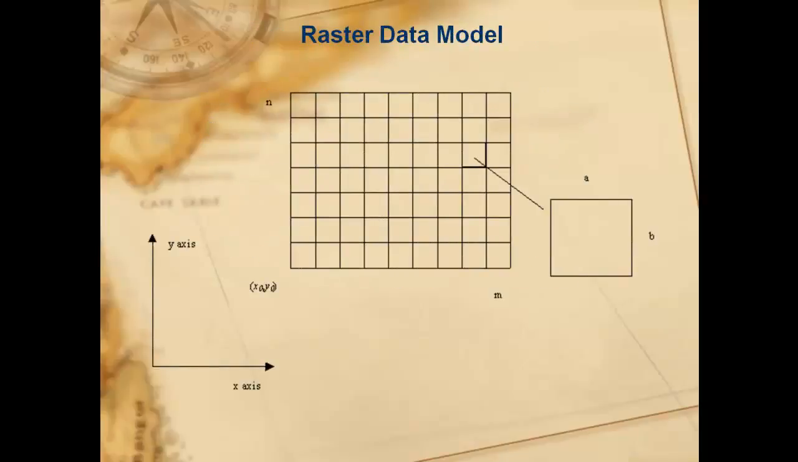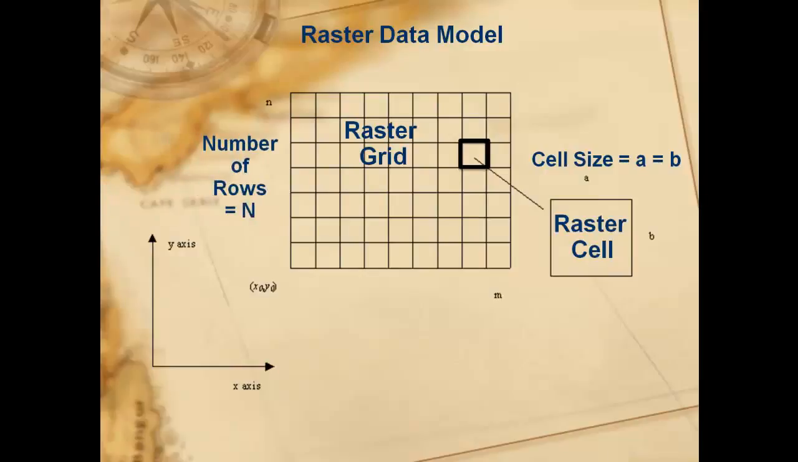Okay, so we got a grid. The grid's made up of cells. In this case, the cell size is such that it's a square cell. Doesn't have to be. Your grid has some number of rows, n, some number of columns, m. So that's basically the raster data model.